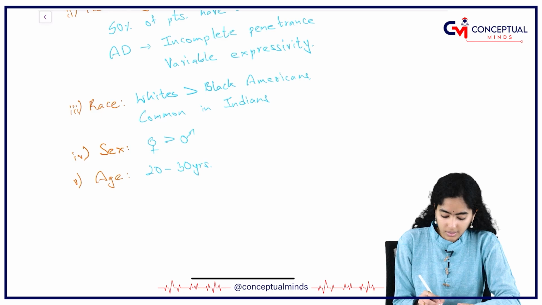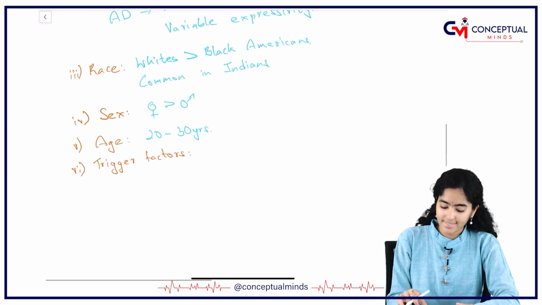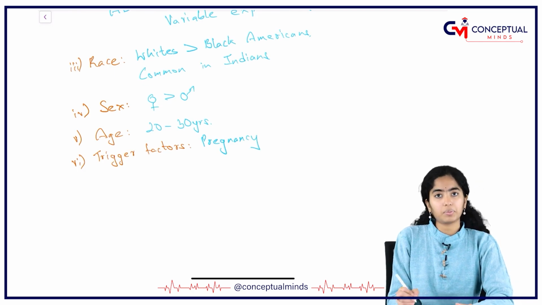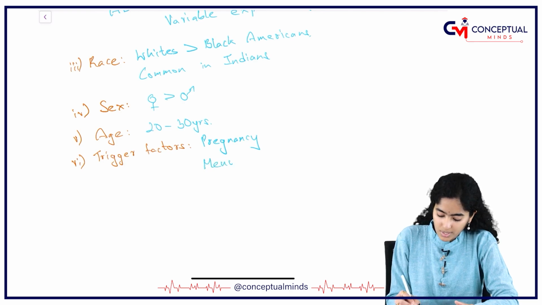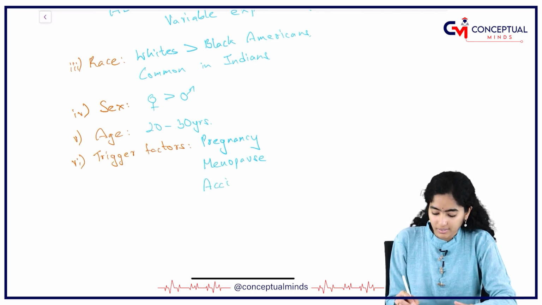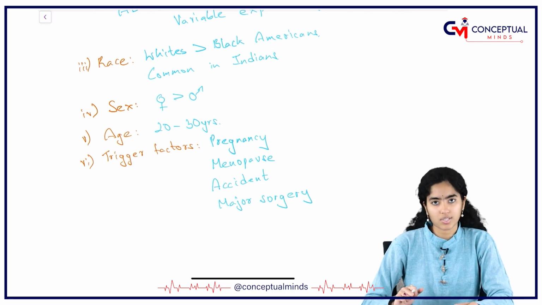Next, there are some other trigger factors. What are the trigger factors? I have already told you one in females, that is pregnancy. The disease may start in pregnancy or it might get aggravated. Next is menopause. Some major accident or a major surgery. These are all certain significant events after which otosclerosis may start.